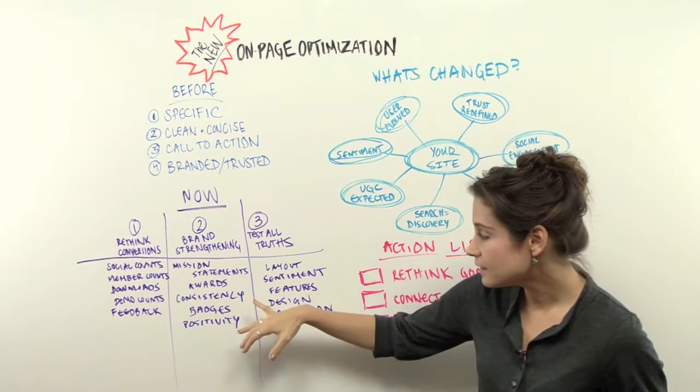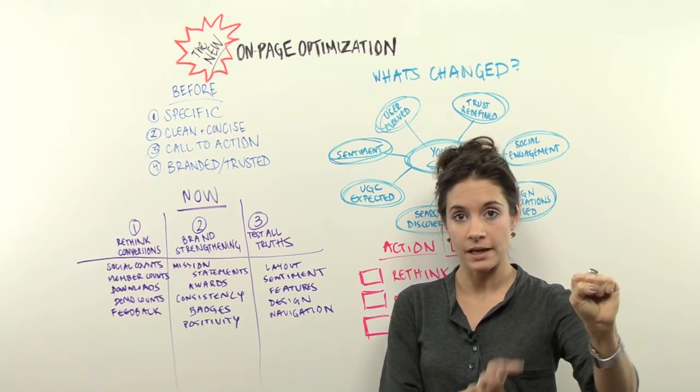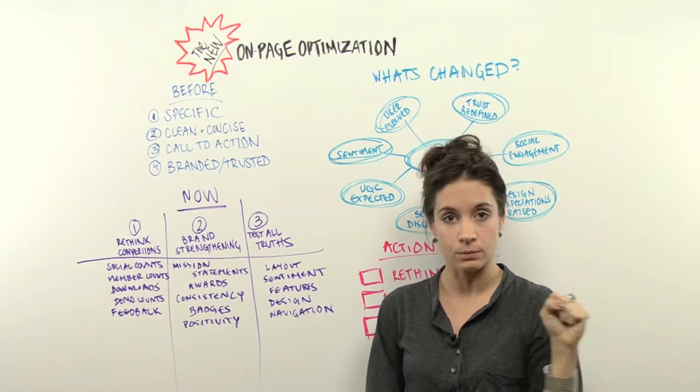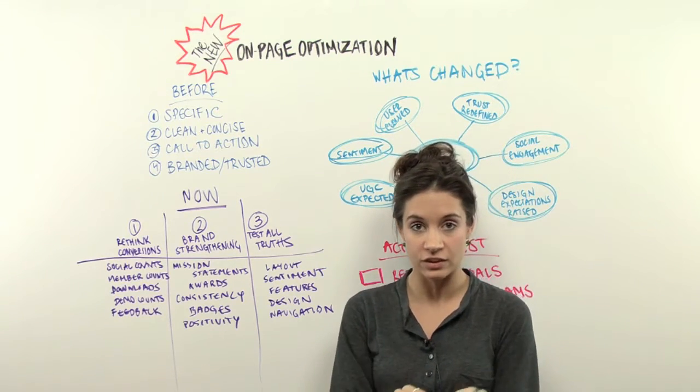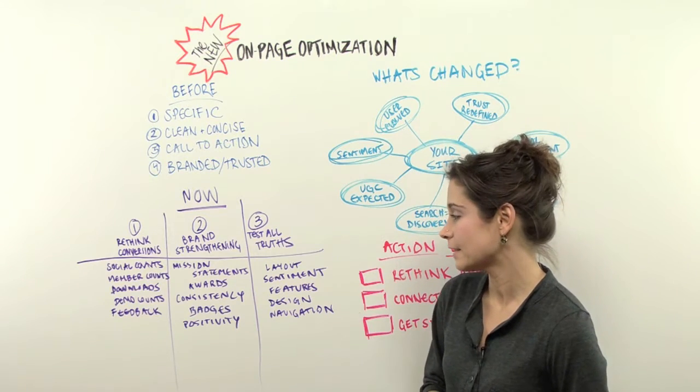Things like consistency, making sure that whatever you say about your product or your company on one page, you say across the whole site is really important. You don't change your key adjectives. You should be testing what adjectives really resonate with your audience.